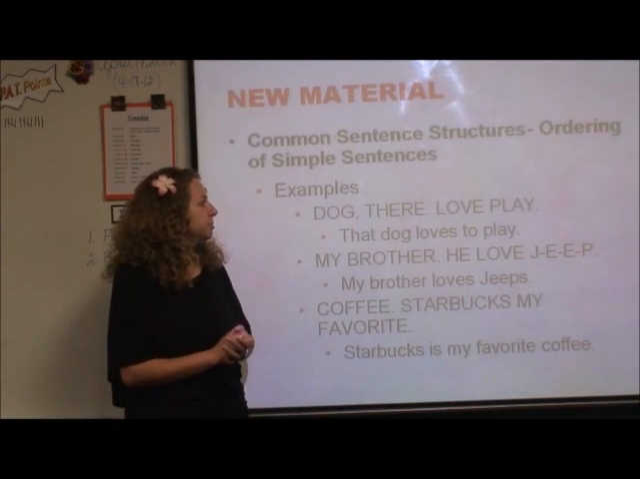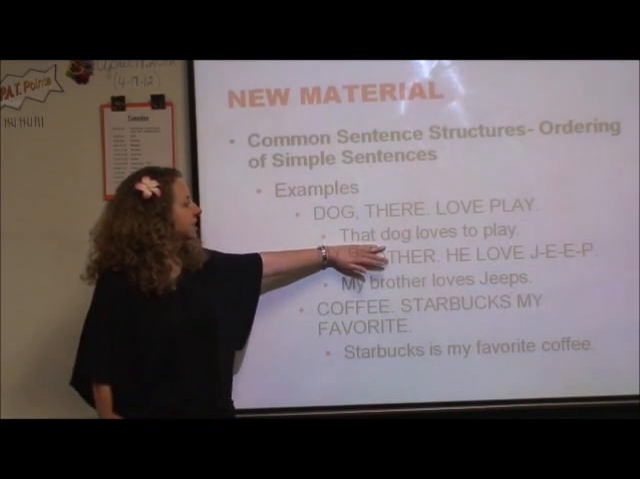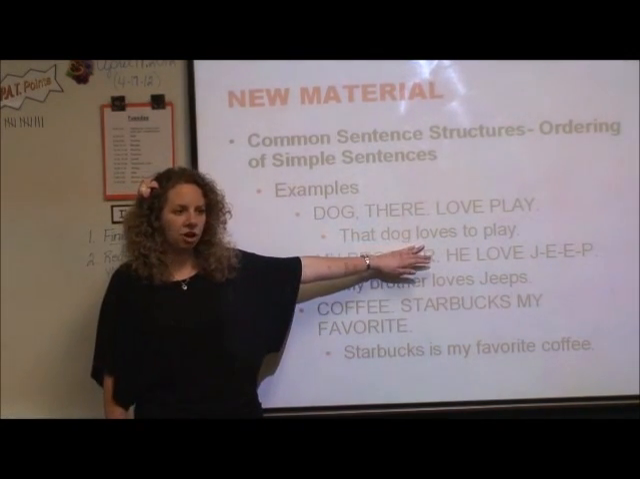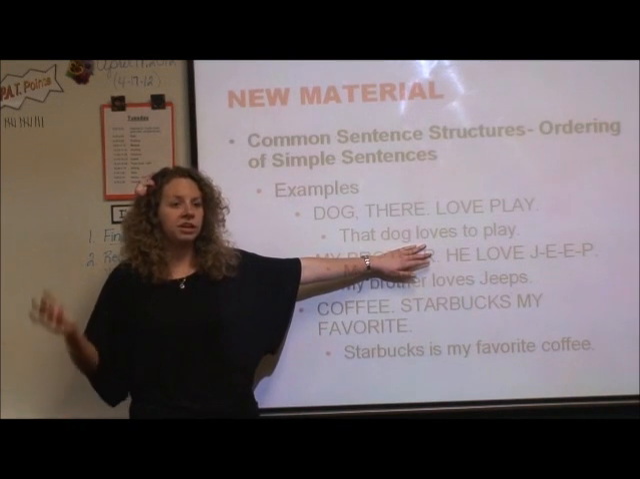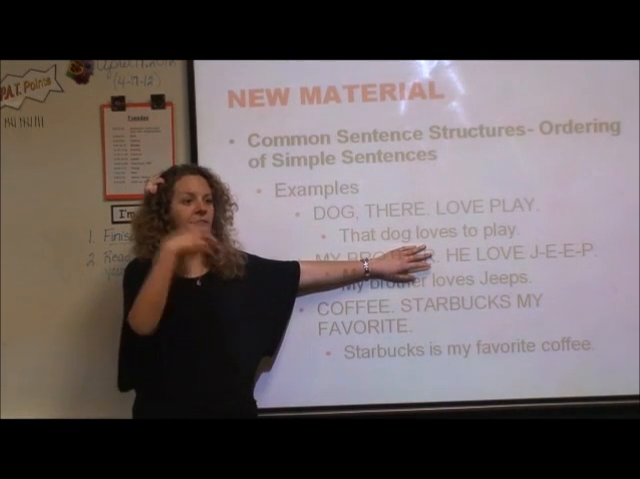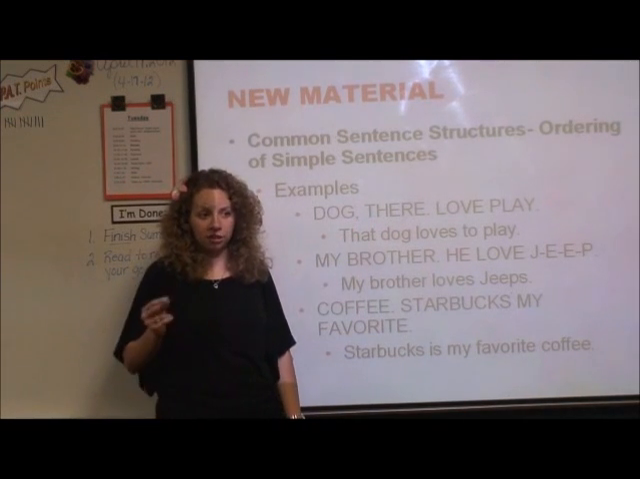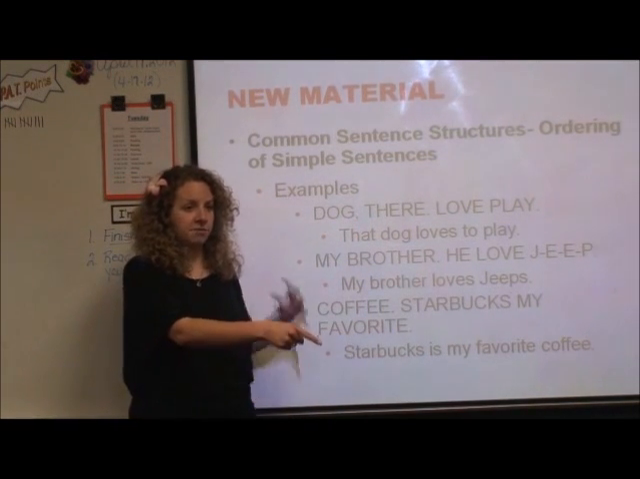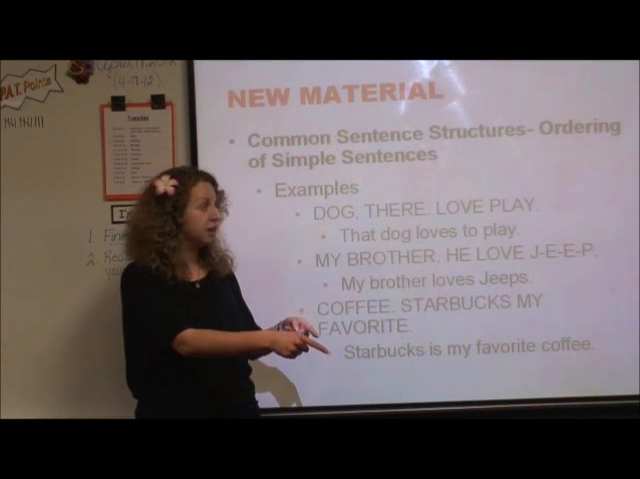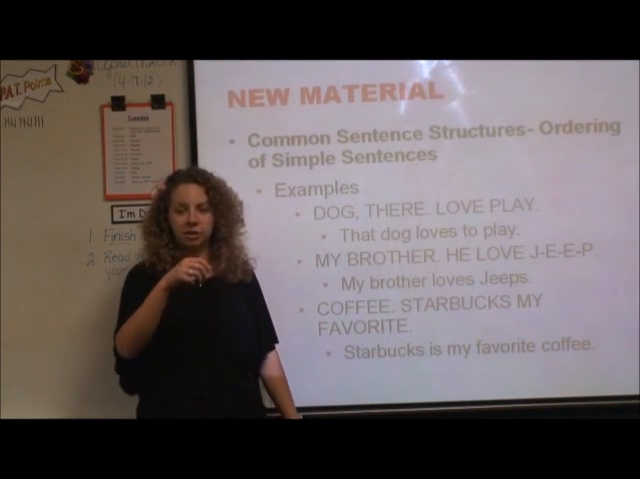Our example for this one will be: that dog loves to play. The dog is the subject, right? So in ASL, we want to say what we're talking about first, the dog. So we're going to start off with that. So dog there. That's the dog I'm talking about. This is the point of my sentence. That dog, he loves, okay.